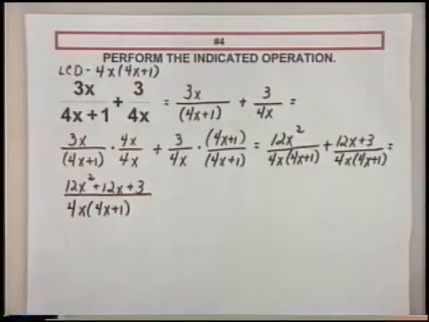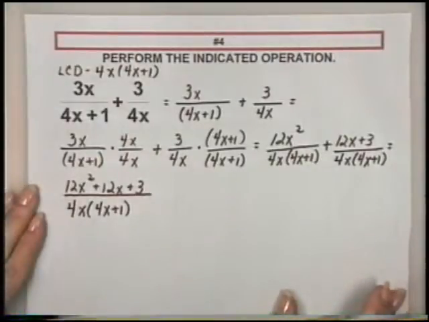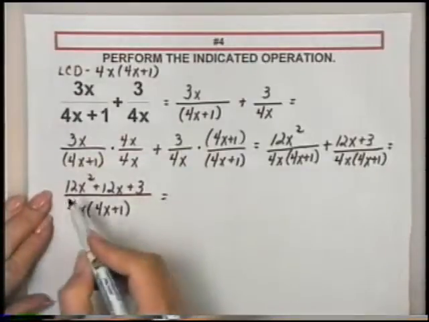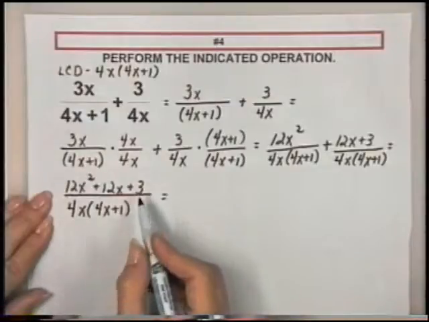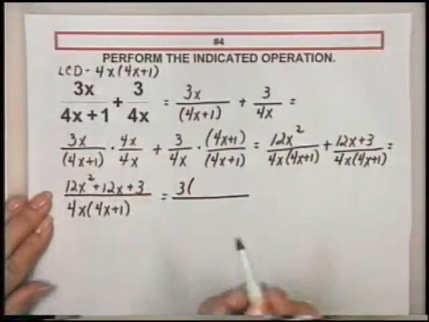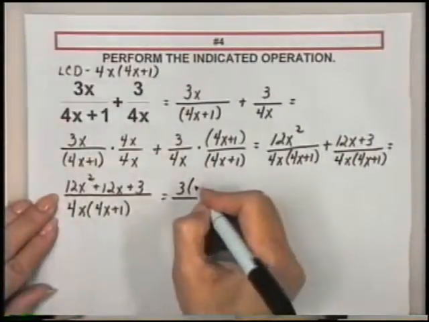I have found my LCD, I have found my equivalent fractions, I have added my numerators, I have written my LCD for my denominator. The last step is to see if I can reduce this fraction. To reduce this fraction, I see if I can factor this numerator. There is a common factor of 3 in each numerator term, so I will factor the 3 out.